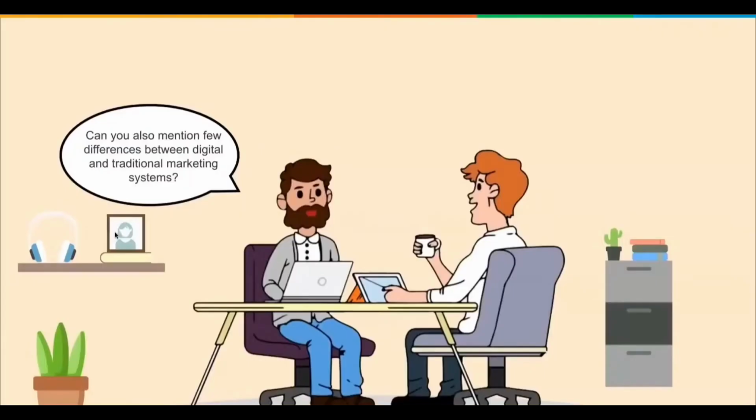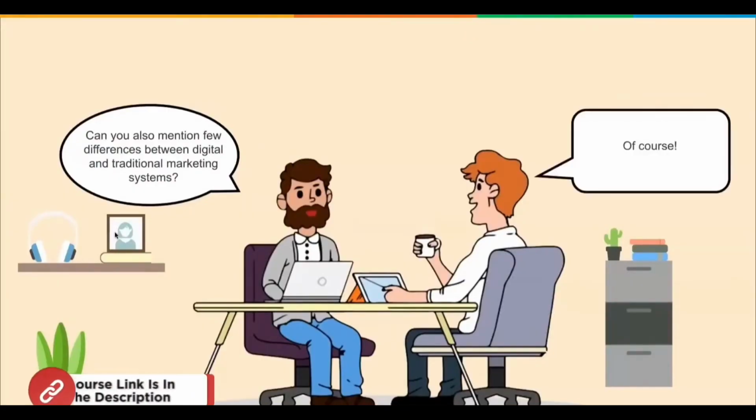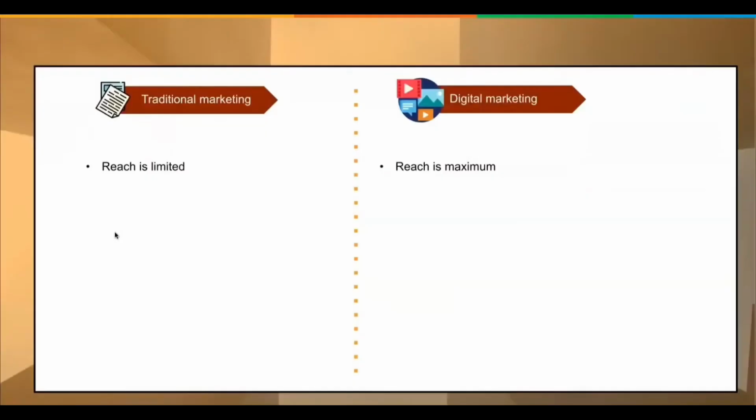One gentleman says, can you also mention a few differences between digital and traditional marketing systems? And the expert responds, of course, I can certainly clarify a few differences between digital and traditional. He goes on to say what the differences are, and let's look at that. Traditional marketing means print, radio, billboard, newspaper, TV, anything that's not on your mobile or laptop. With traditional marketing, reach is limited.